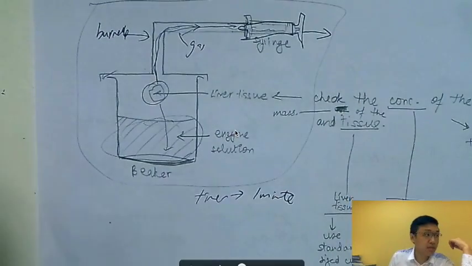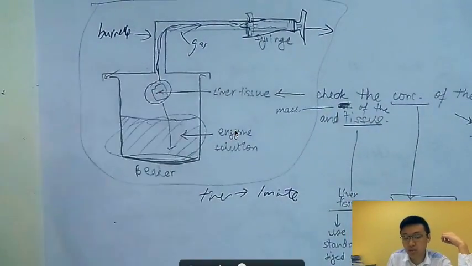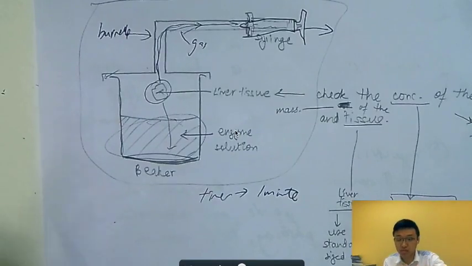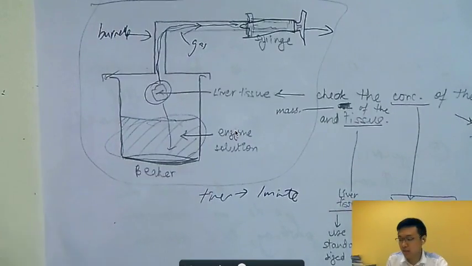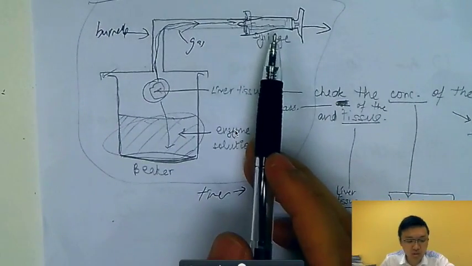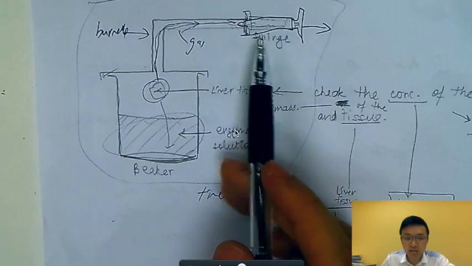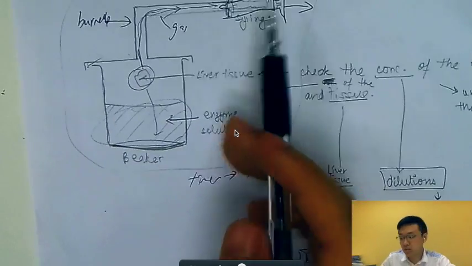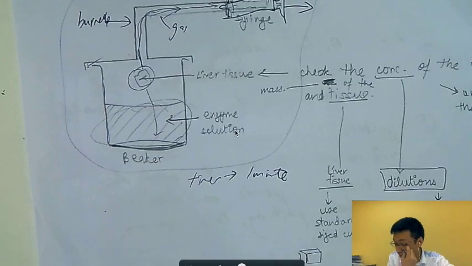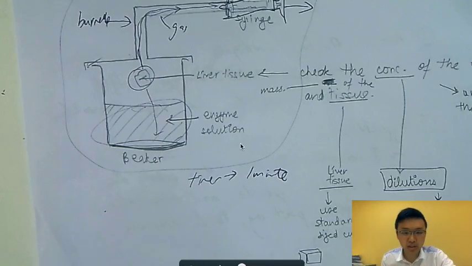If a lot of gas is being transported into the syringe, it means that the rate is very fast, right? If not a lot of gas is being transported into the syringe, it means that very little gas is evolved. The rate is very slow, right? So that's pretty much it. Okay.